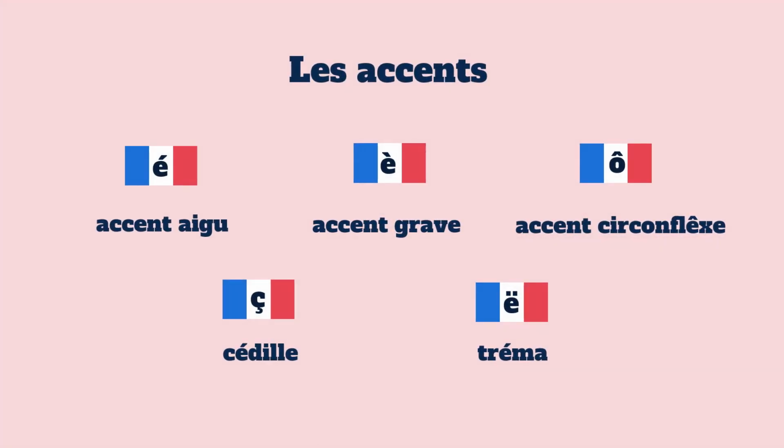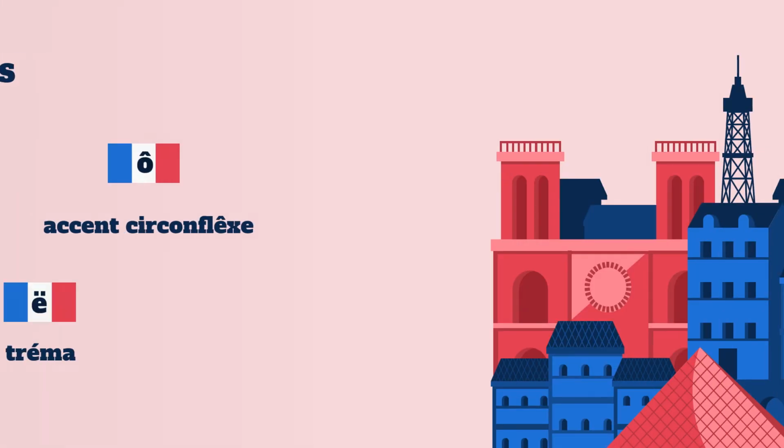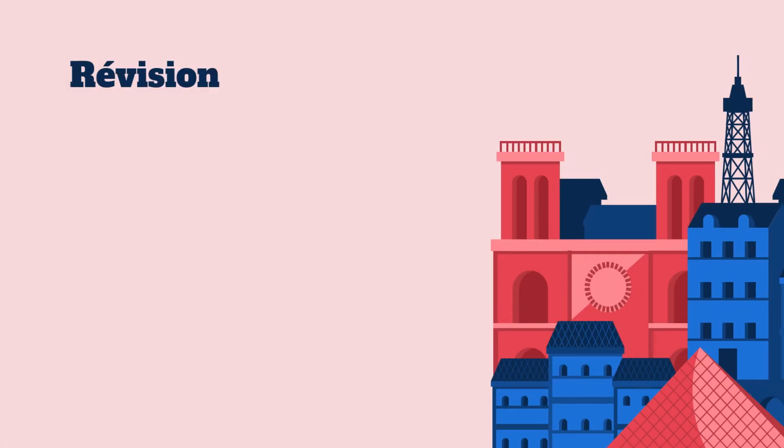Now, you should be able to name each of the 5 accent marks in French and explain how they affect pronunciation, if at all. Let's review. What is the name of this accent mark? Accent aigu. What does it do? It tells us to pronounce the E like A, similar to the English word day.